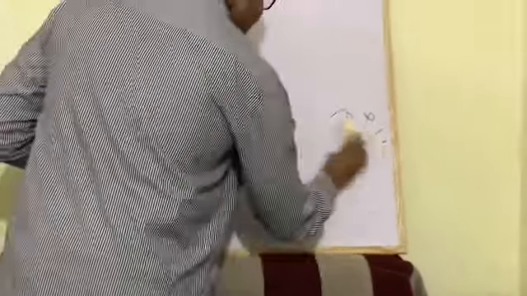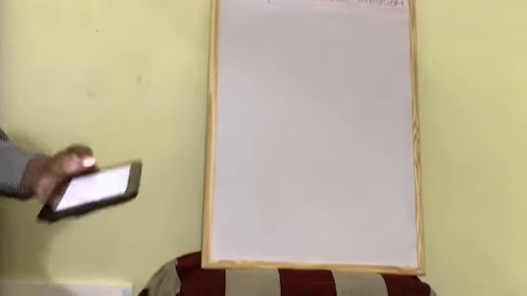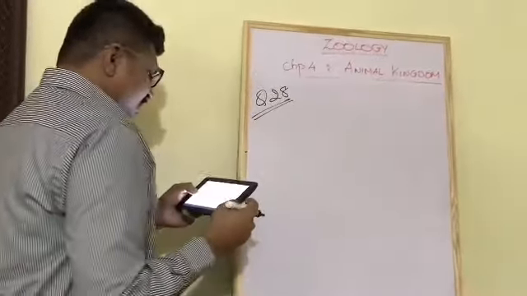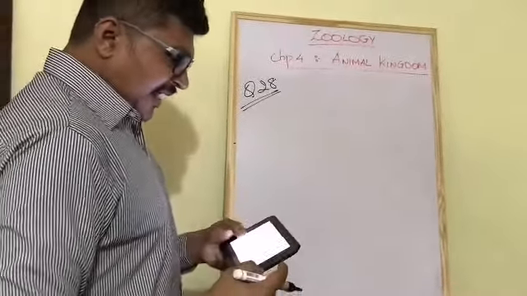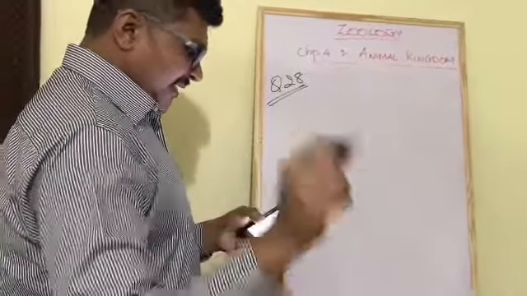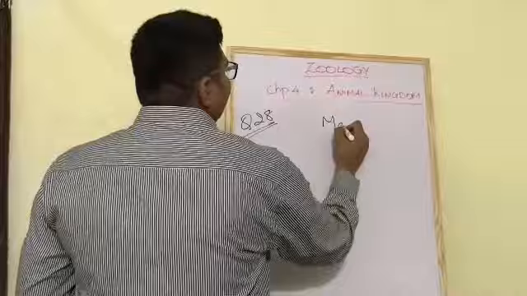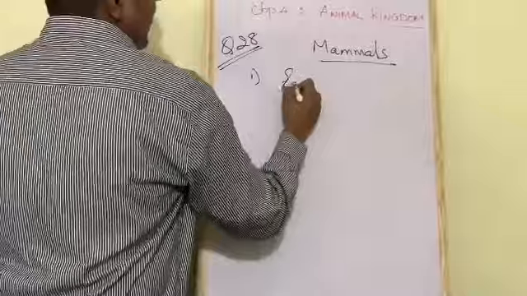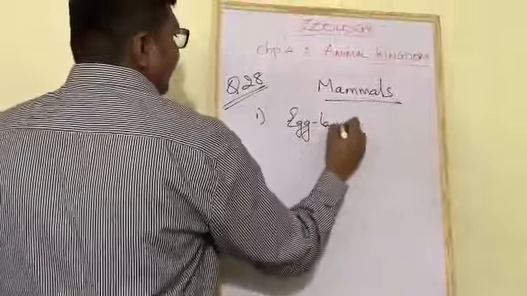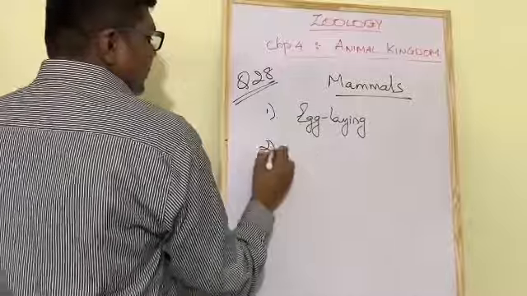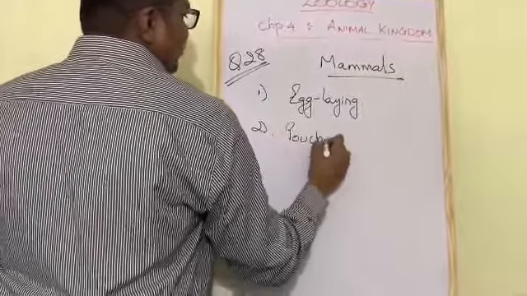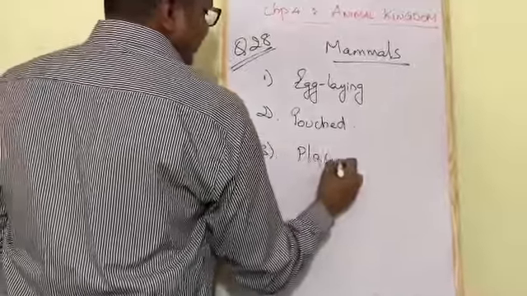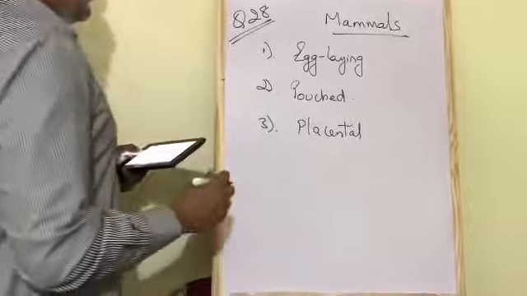So question number 28. Question number 28 is asking about egg-laying mammals are grouped as. Now before anything, let me tell you that mammals have three categories. First is egg-laying mammals. Second is pouched mammals or pouch-bearing mammals. Next is placental mammals. That means the organisms which will have placenta.